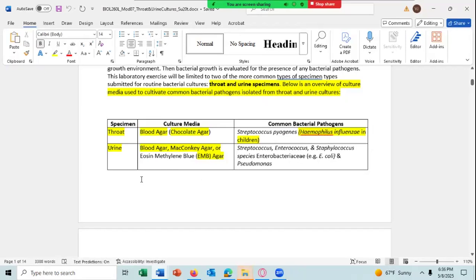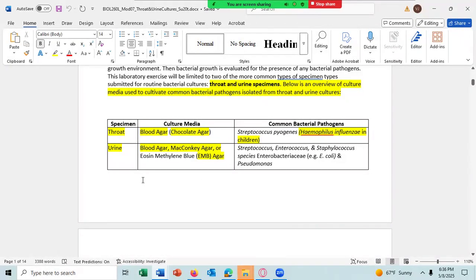For urine cultures, we always use blood agar, and we use either MacConkey's agar or EMB agar, eosin methylene blue agar, to grow our pathogens. Streptococcus, Enterococcus, and Staphylococcus all grow on blood agar, as well as Enterobacteriaceae and Pseudomonadaceae.